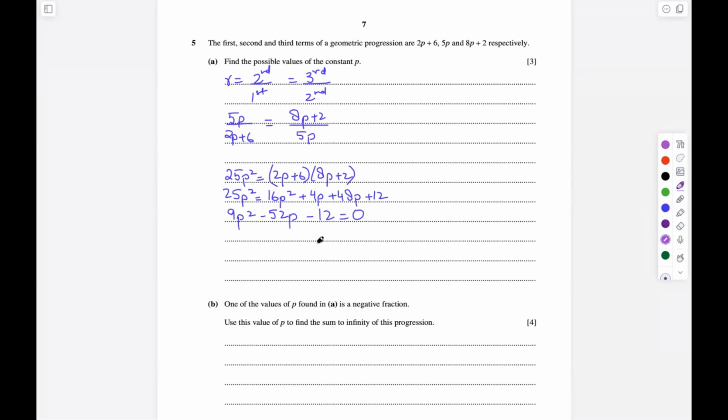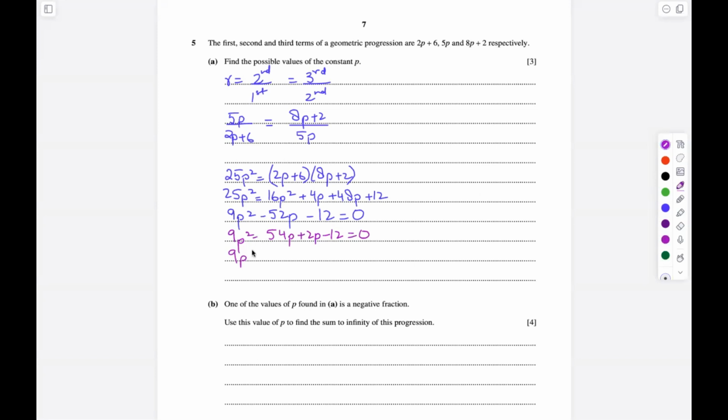Now we can use our calculators to find the value of p, or we can use middle term breaking. So 9 times minus 12 is minus 108. So we can use minus 54p plus 2p minus 12 equals to 0. And this is a 9p squared. Now we can take 3p common over here. So if we take 3p common on, or we can take 9 common over here, as 54 divided by 9.